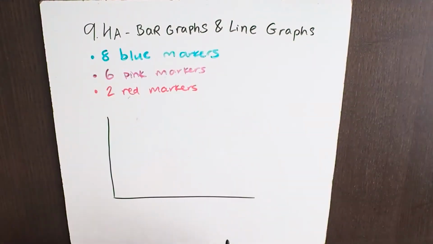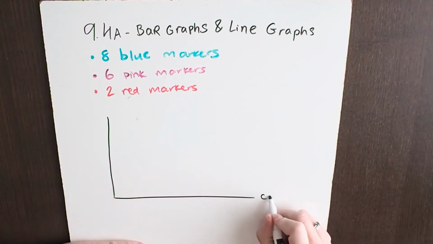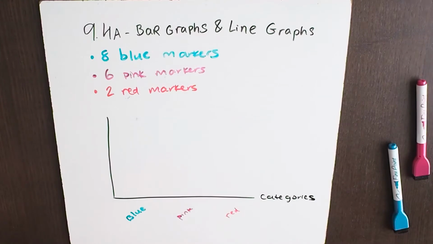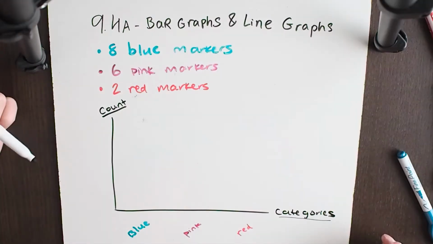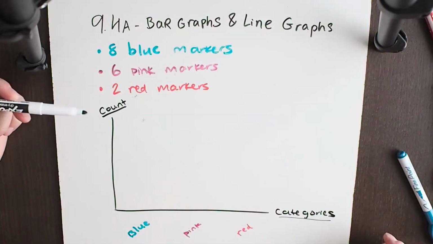Bar graphs only ever operate in the positive quadrant. The categories go on the x-axis. So we would put our categories down here: blue, pink, and red. When you're making your bar graph, I suggest that you pick numbers for the y-axis that make sense depending on the numbers that you've been given in the data. For example, here we've been given numbers within the range of 2 and 8.